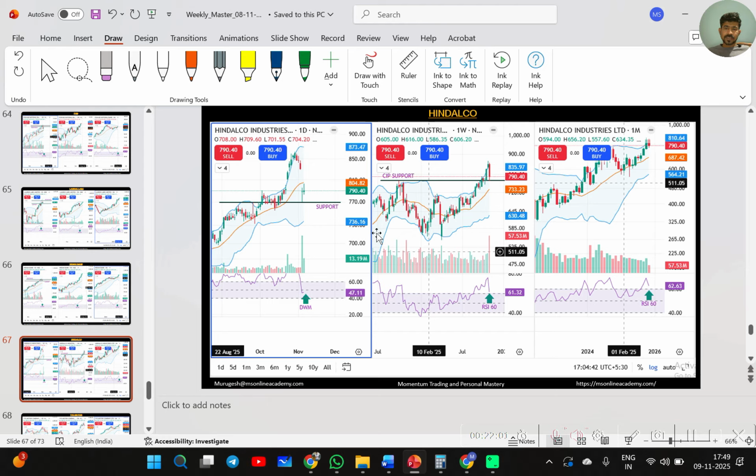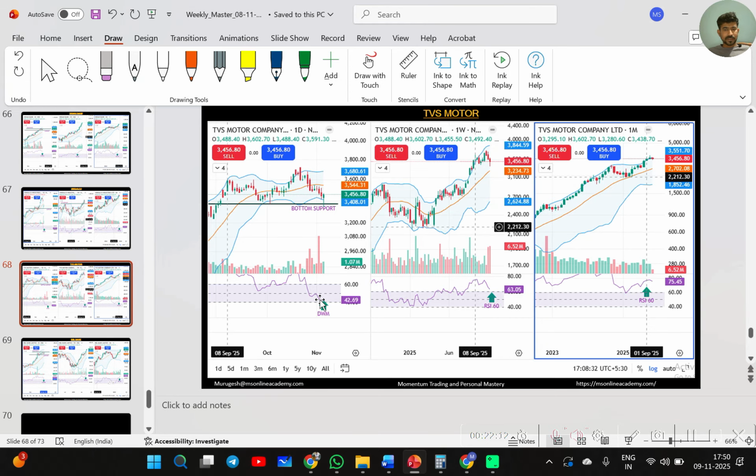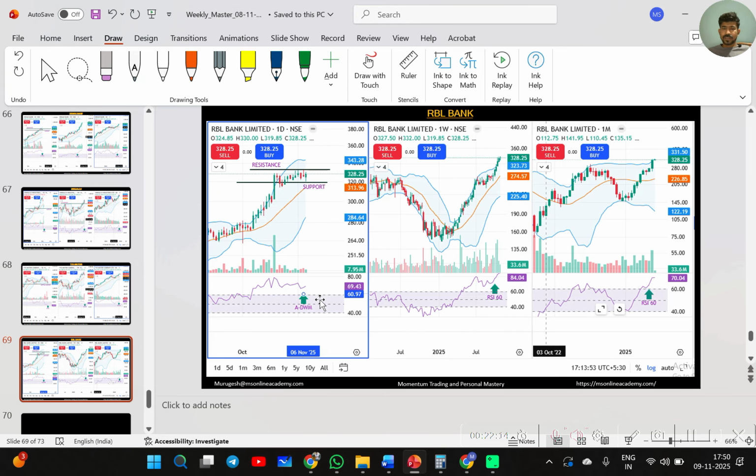Hindalco, it's a metal stock, but I think because of the result it came down, but it is taking support here, it might be kind of an advanced DWM. Okay, we can call it a 50 DWM. Okay, TVS, this one you can buy tomorrow itself. RBL, this is a bullish stock. Okay, cup breakout clearly, right? So these are the stocks which we are tracking.